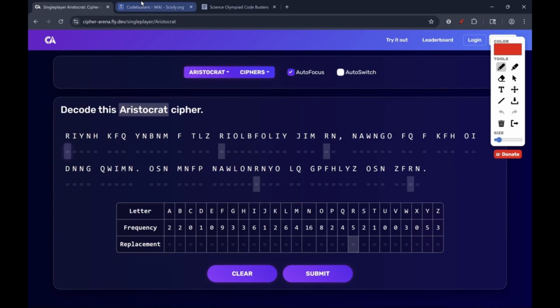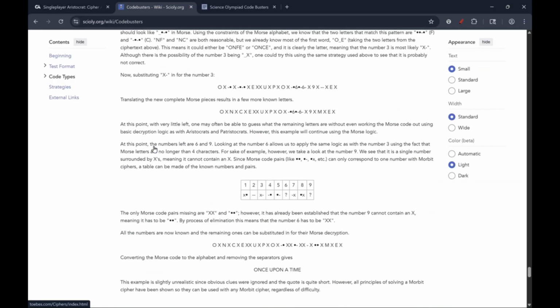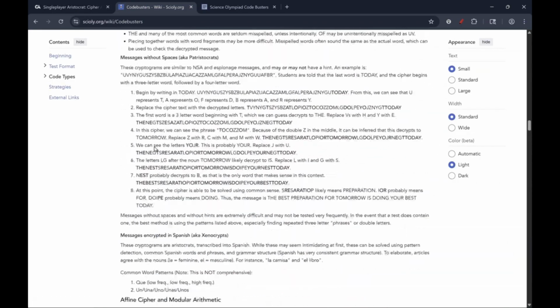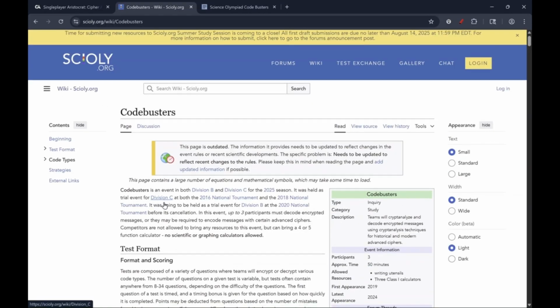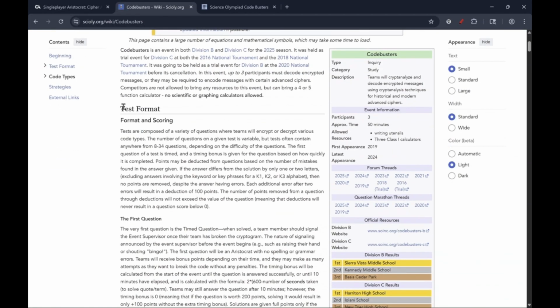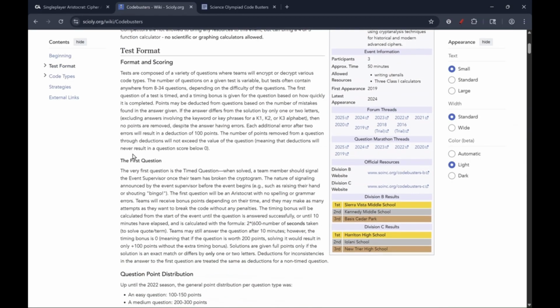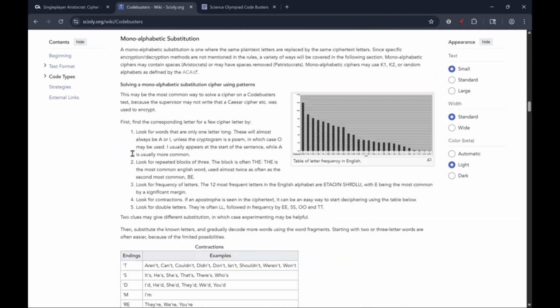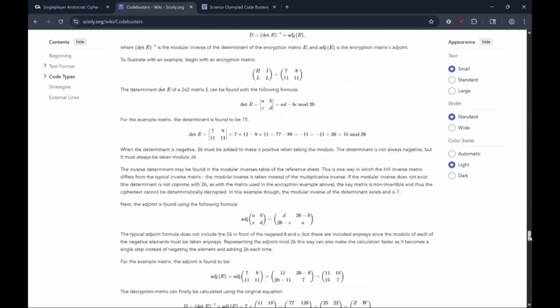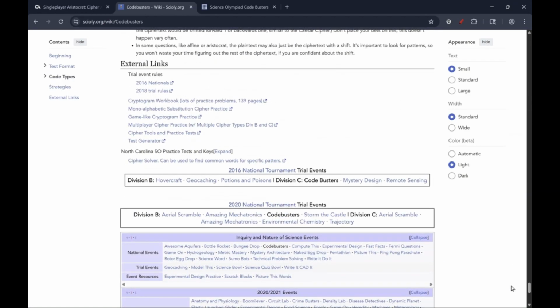I'll start off by going over some of the most popular resources that students use to prepare. First one is the sarli.org wiki page for Codebusters. It basically just goes over the format of Codebusters tests, and it goes over how to solve all the different cipher types. And at the end, there's also a list of other resources that you can use.